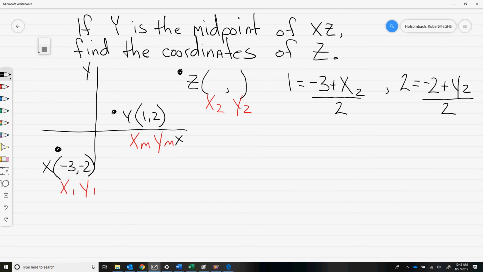And your steps are the same for solving both. So let's deal with the x. We're going to multiply both sides by 2. The 2's will cancel. And 2 equals negative 3 plus our x sub 2. Add 3 to each side. And 5 is equal to our x sub 2.